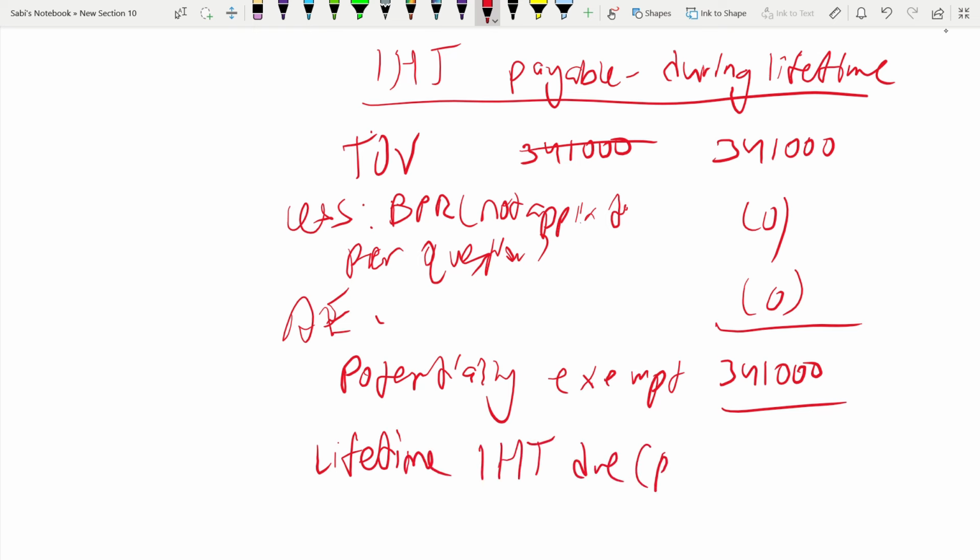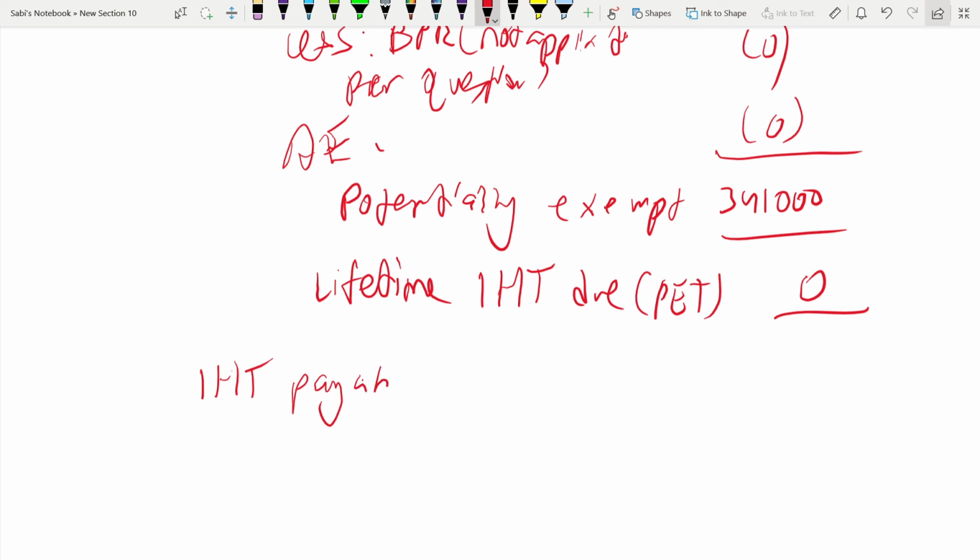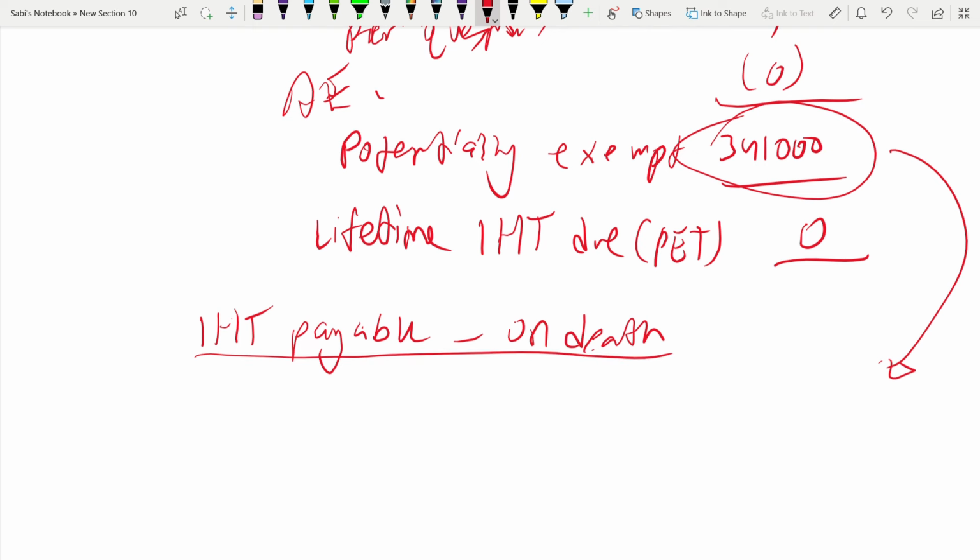Come to the next: IHT payable when the donor is dying. At that time, this becomes chargeable. During the donor's lifetime, no tax, but you need this amount to carry forward. That's why you calculate and keep it during lifetime. Now, gross chargeable amount is done. It's 341,000.